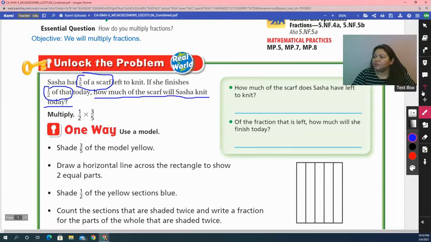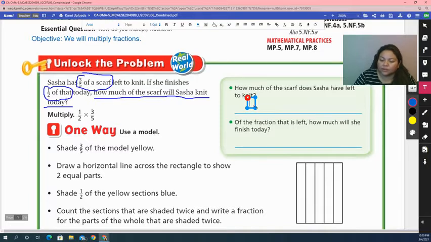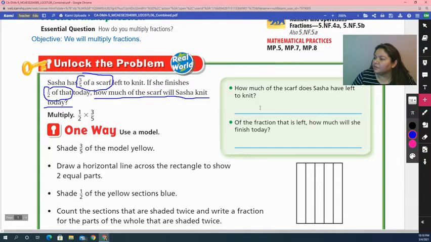But before we do that, let's look at the questions that we have here. How much of the scarf does Sasha have left to knit? For that, we want to go back to the question. It says that Sasha has 3/5 of a scarf left to knit. So here we're going to write 3/5. That's what she has left to knit, right? 3/5.